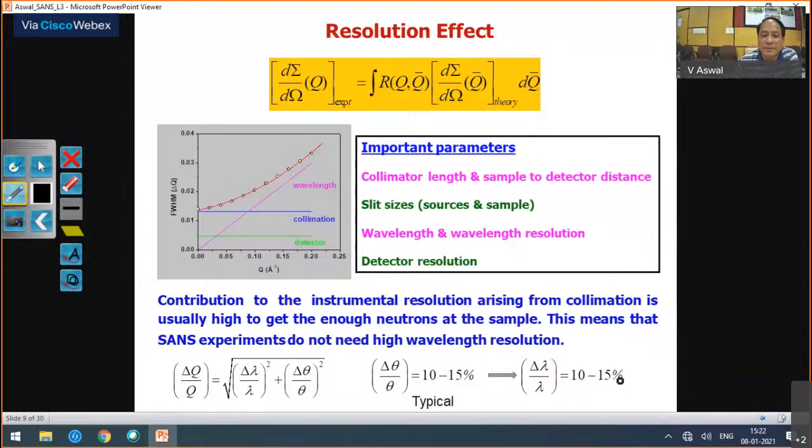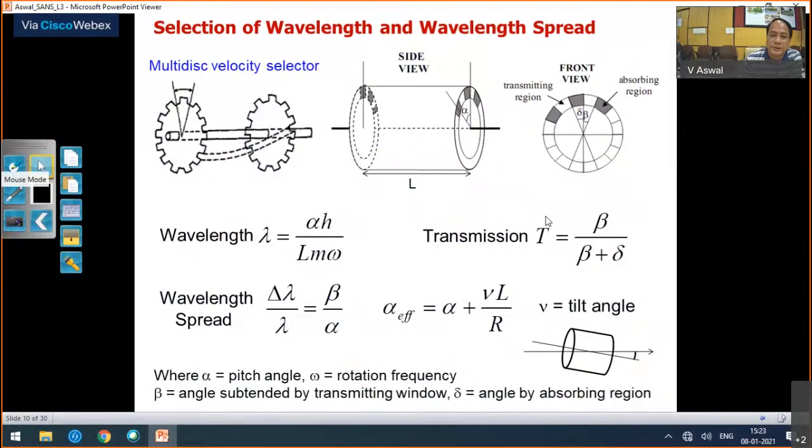So you can see your Q resolution in the case of SANS is not very good, unlike that of typical diffraction. I think in one of the first talks, in one of the slides, I had talked about the velocity selector, which is used to change the wavelength and also the wavelength resolution. And how do you select a particular wavelength, and how is the wavelength spread?